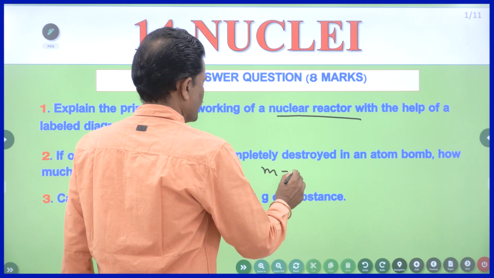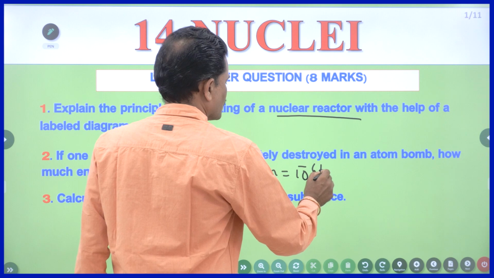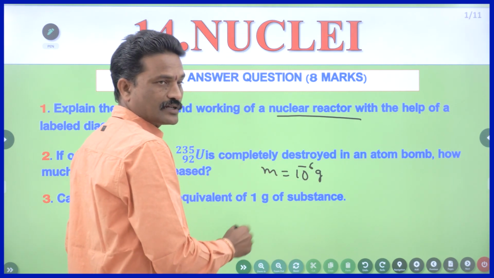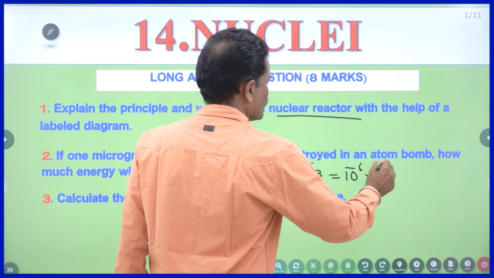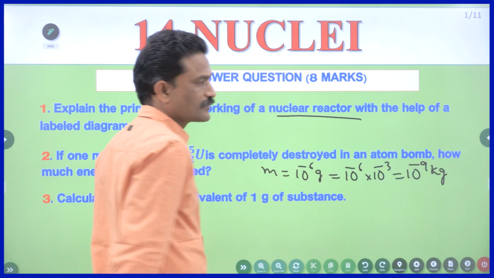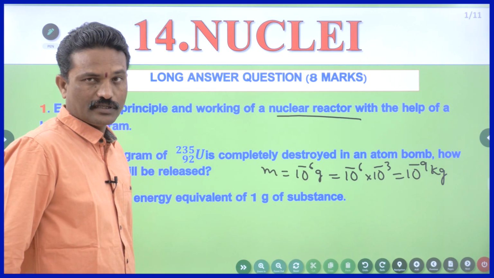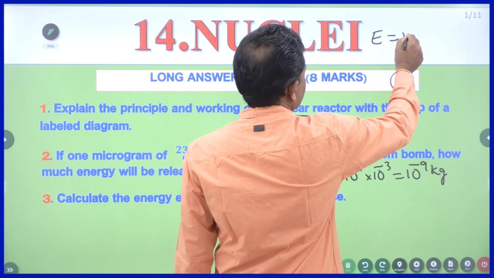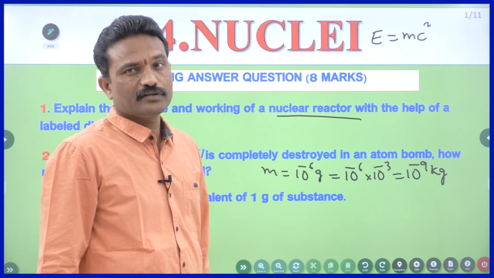So how much mass? Mass is 1 microgram. Microgram means 10 to the power of minus 6 grams. So convert this into kgs. 10 to the power of minus 6. 1 gram is 10 to the power of minus 3. Total 10 to the power of minus 9 kg. So here you have to use Einstein's mass energy equivalence. It says E is equal to mc square. Energy released is equal to mass times square of the speed of the light.